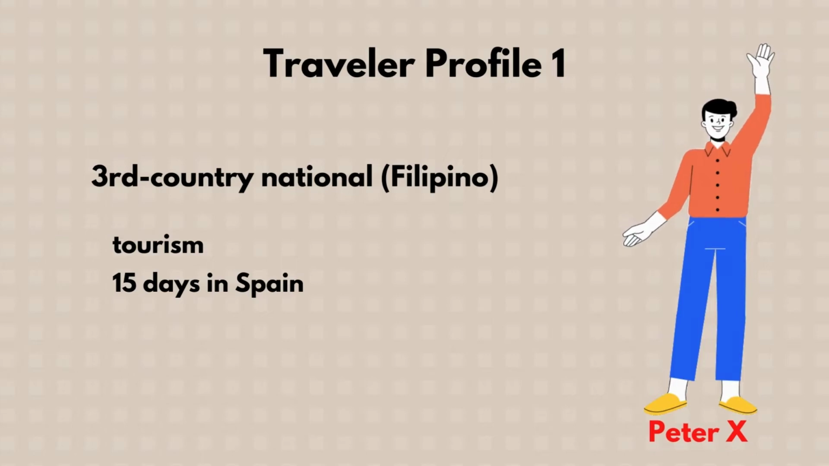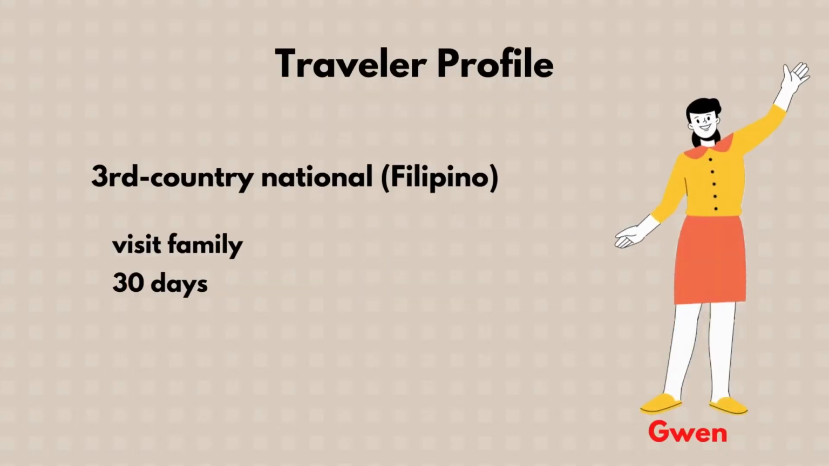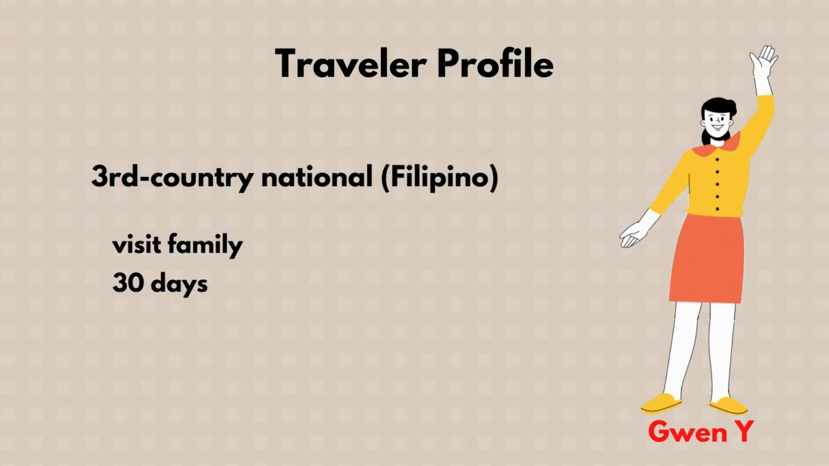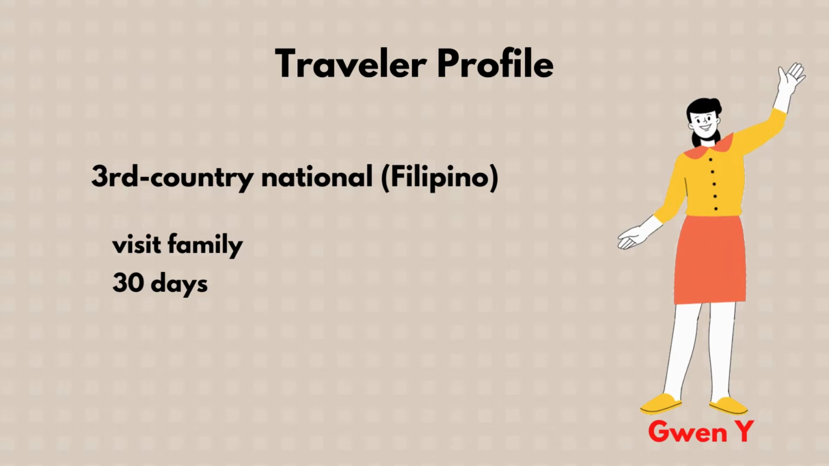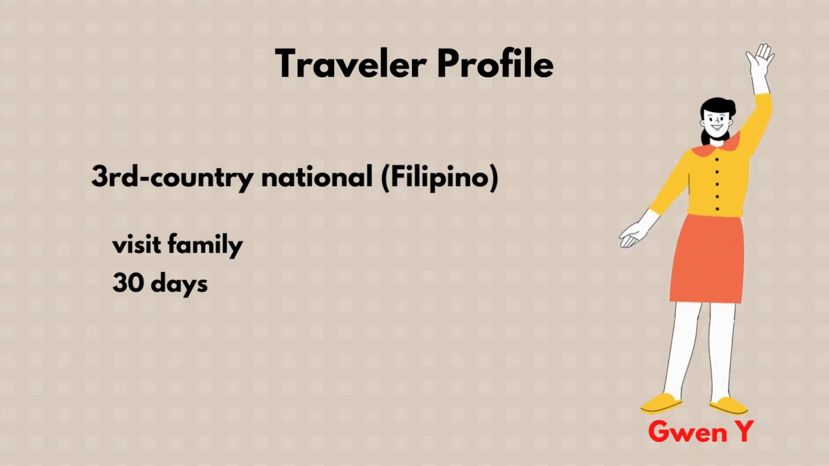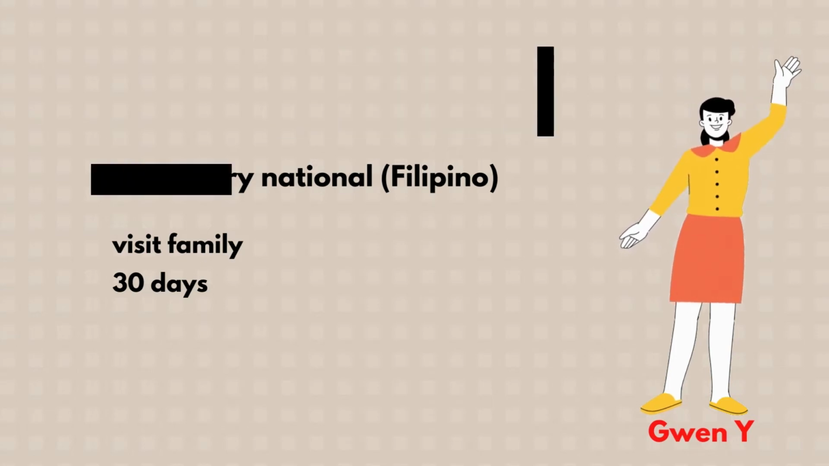Just like before, we have traveler profile 1, who is a third country national, will be going to Spain for tourism only and will be staying in Spain for 15 days. So he's Peter X. We also have traveler profile number 2, who is also a third country national, and she will be visiting family members who are in Spain for 30 days. So take note that both traveler profiles will have some general documents which are similar and some additional documents that are needed for sponsored travel.